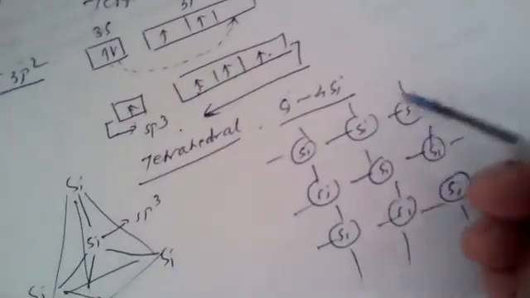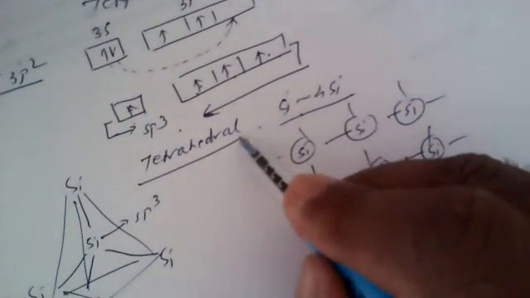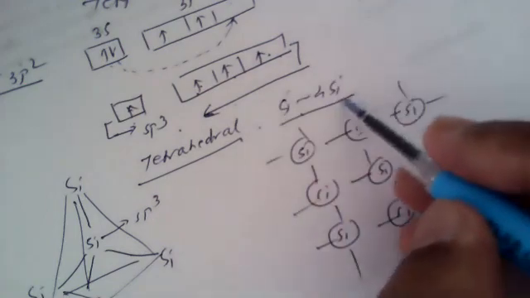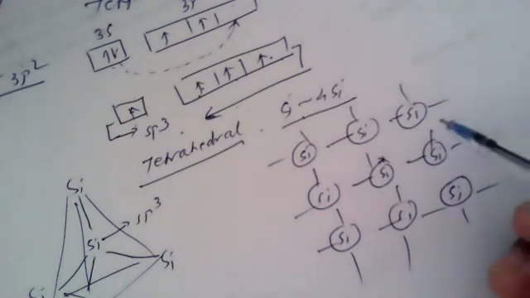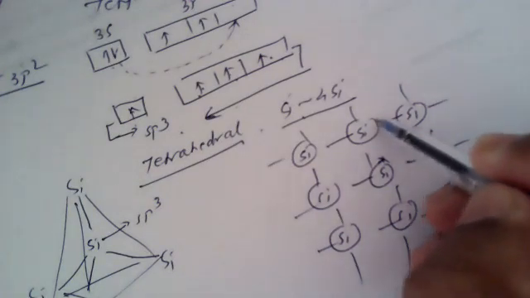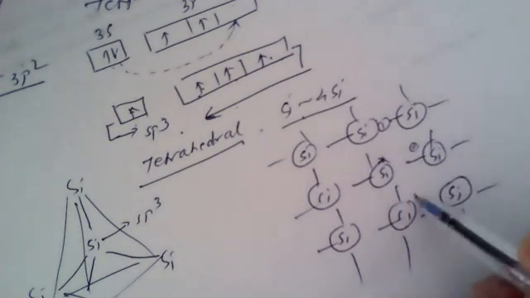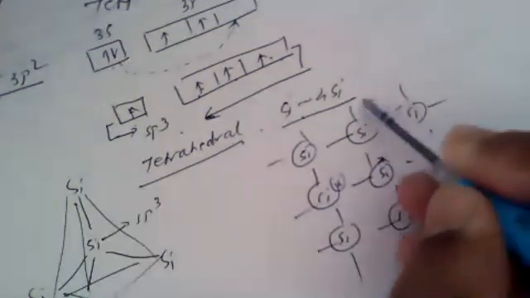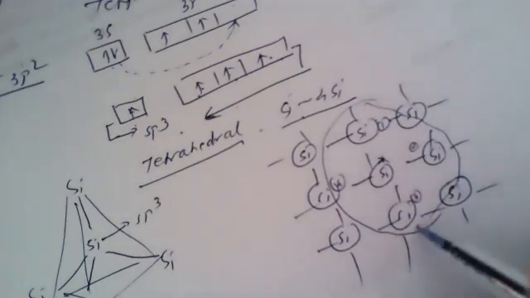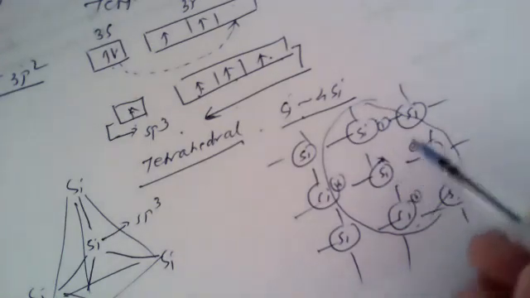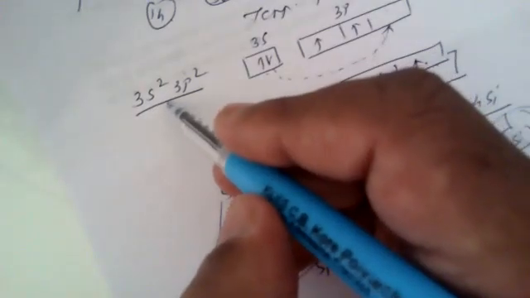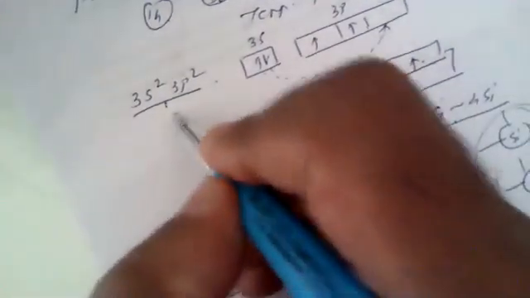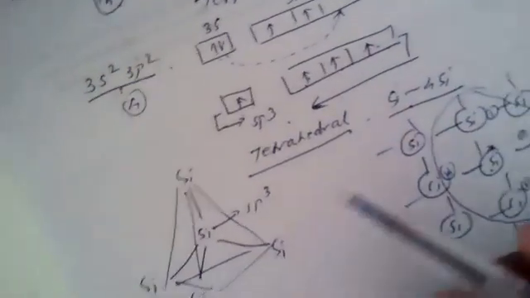Here it is seen that each silicon, as it is tetrahedral, is surrounded by 4 silicon atoms. Suppose we consider this silicon atom, then it is surrounded by the first, the second, the third, and this is the fourth. So these are the 4 silicon atoms which surround this central silicon atom, and this silicon can form 4 bonds with the surrounding silicon atoms by using the valence electrons of 3s and 3p. So there are 4 valence electrons in the valence shell.